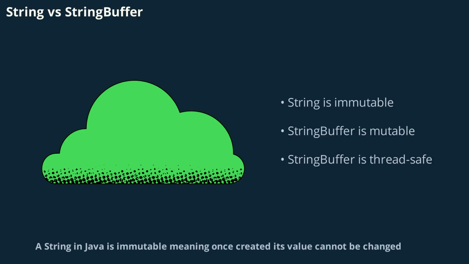Moving on to strings, let's compare String and StringBuffer. A String in Java is immutable, meaning once created, its value cannot be changed. StringBuffer, on the other hand, is mutable, allowing modifications and various string operations. Strings are not thread-safe, while StringBuffer is thread-safe, ensuring that two threads cannot call its methods simultaneously. This makes StringBuffer suitable for multi-threaded environments where string modifications are frequent.